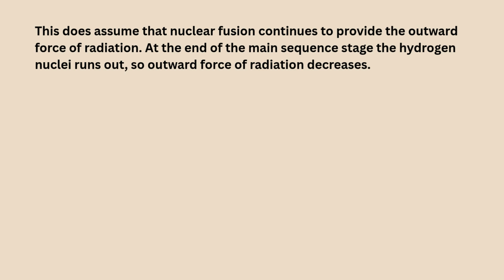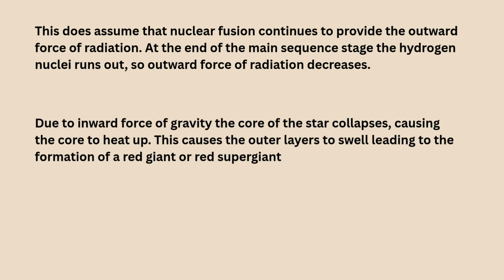At the end of the main sequence stage, the hydrogen nuclei run out, so the outward force of radiation decreases. And due to the inward force of gravity, the core of the star collapses, causing the core to heat up. This causes the outer layers to swell, leading to the formation of a red giant or red supergiant.